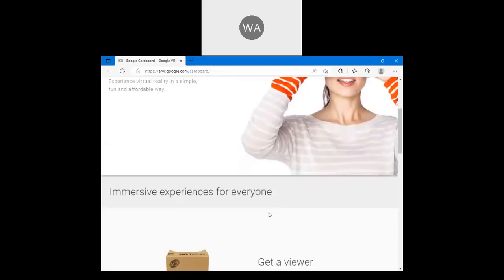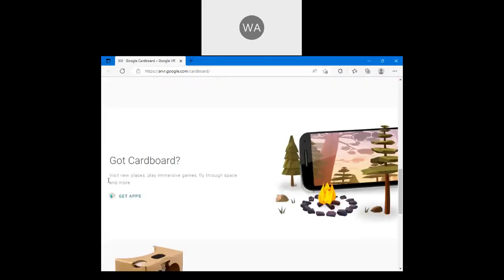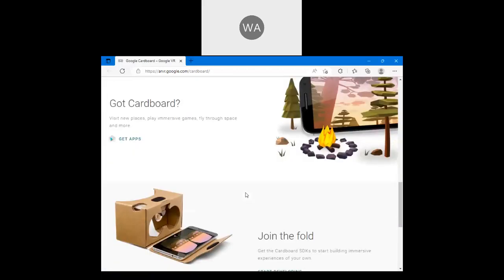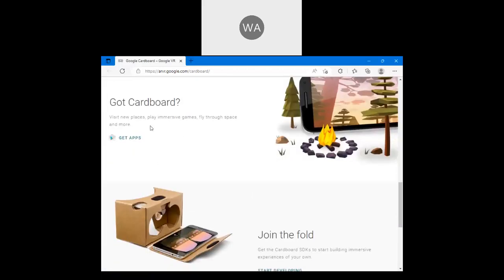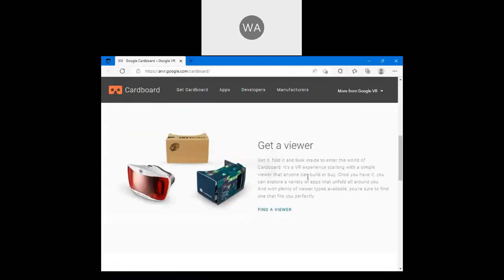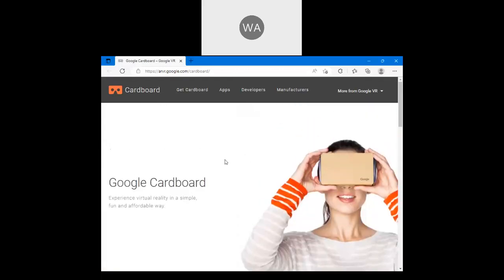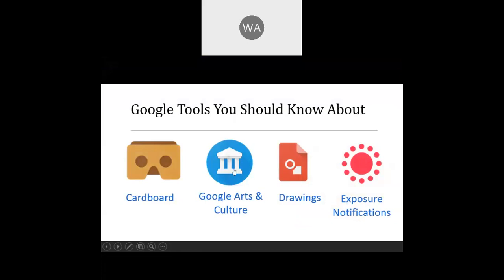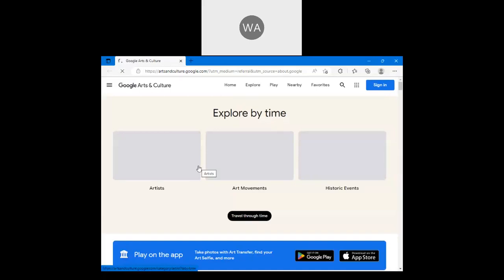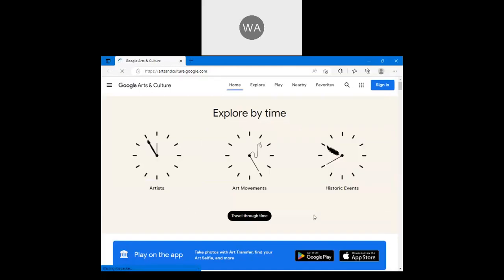Suppose you can see on your screen the Google Cardboard. This is one of the products with which you can give your mobile an immersive experience, the VR effect. You can see places, and you can purchase it from Google. You can play games, see space, and see things in virtual reality, which is developed by Google itself. It is a good experience, so people are using it most of the time. People say it is a good experience of reality.